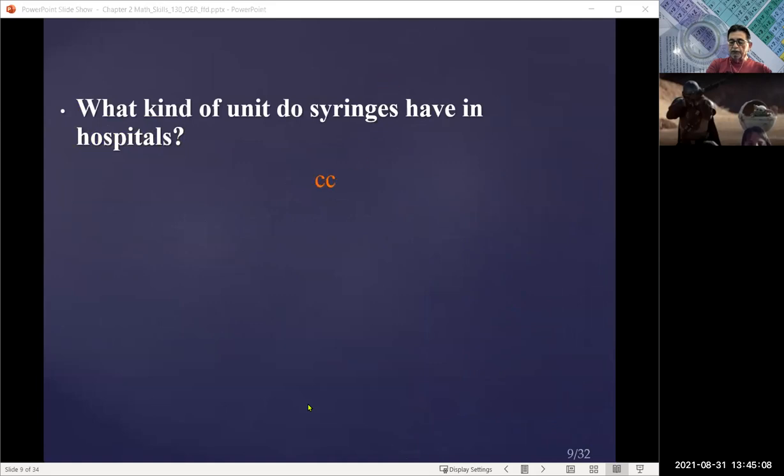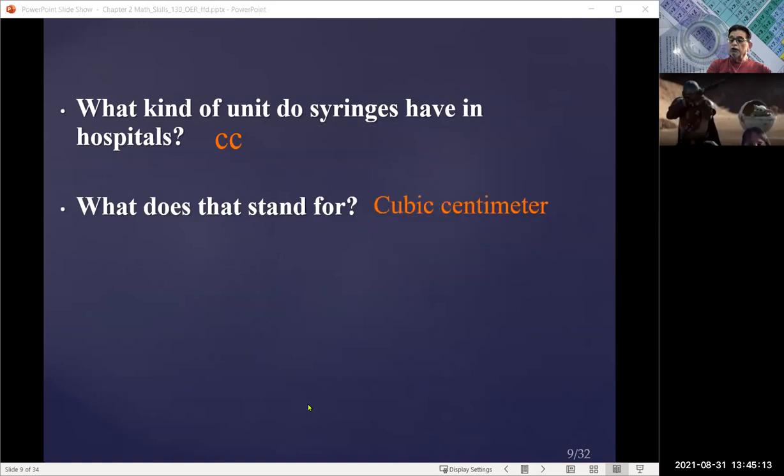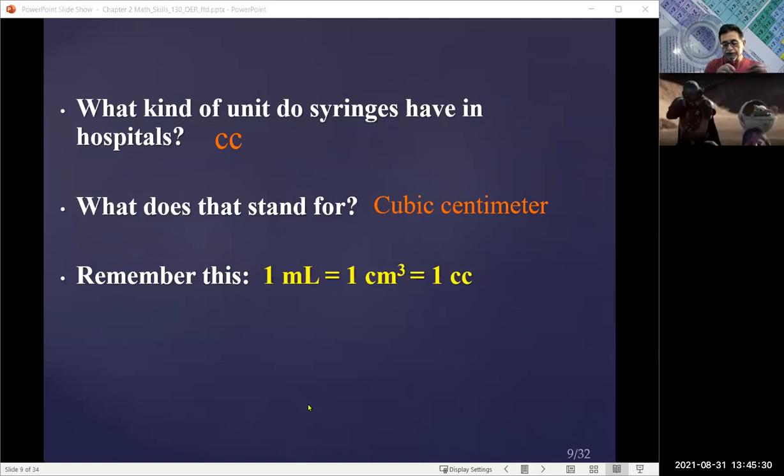Syringes, you may be familiar with this, cc's. That's nothing more than cubic centimeter, okay? Cubic centimeter. And what we know is that 1 milliliter is equal to 1 cubic centimeter, or 1 cc. 1 cubic centimeter is a measurement of 1 centimeter times 1 centimeter times 1 centimeter. We end up with cubic centimeter. That's cm to the power 3, which is equivalent to 1 milliliter.